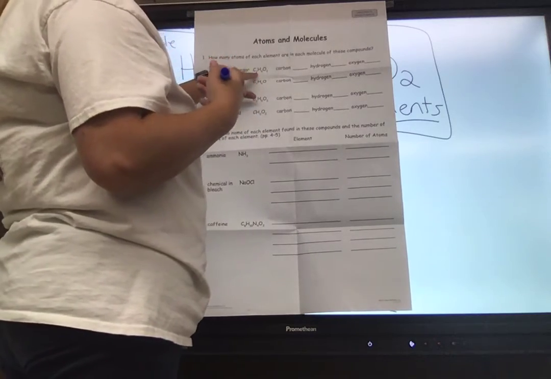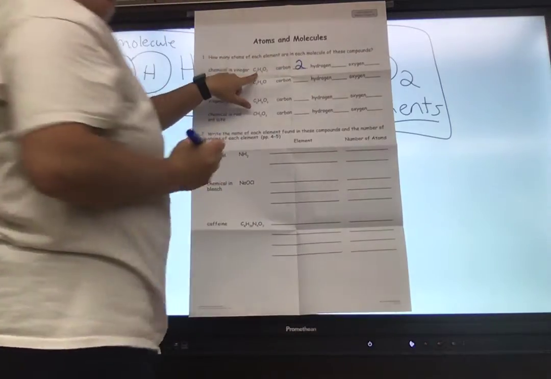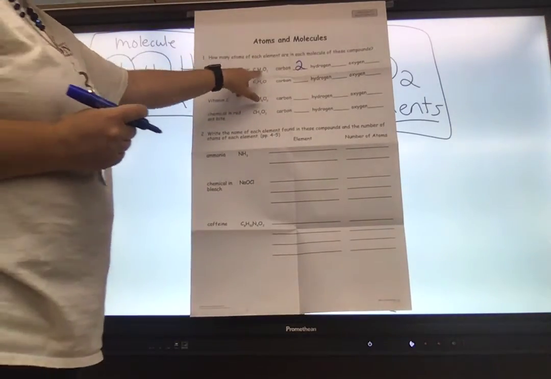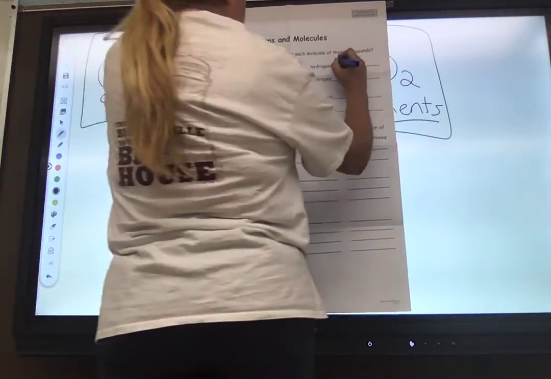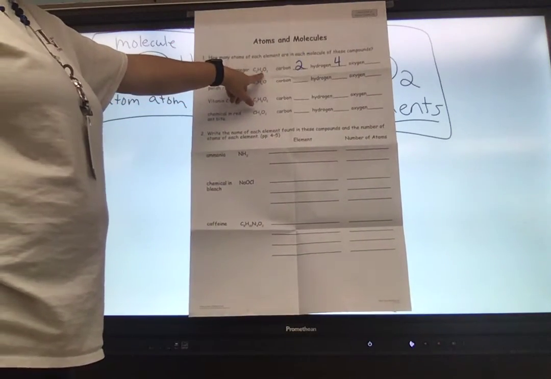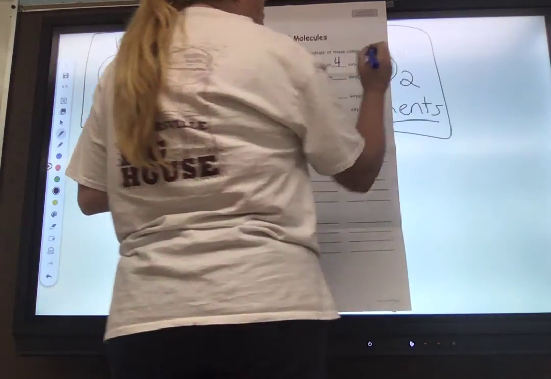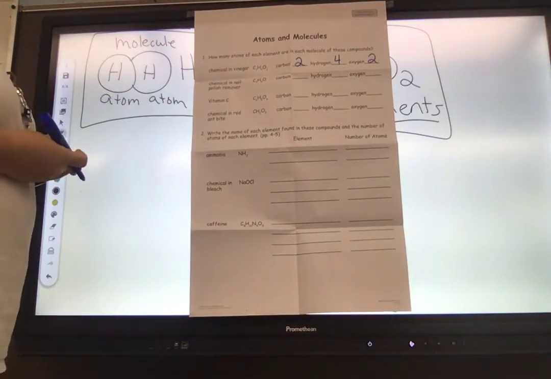So carbon, because there's a little 2 behind it, tells me I need 2 carbon atoms. Hydrogen has a subscript 4 behind it, so I would need 4 hydrogen atoms. And oxygen has a 2 behind it, so I need 2 oxygen atoms.